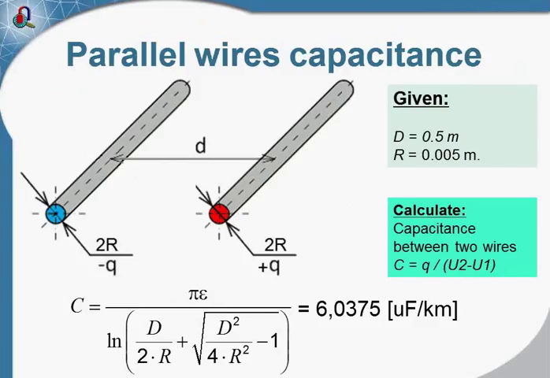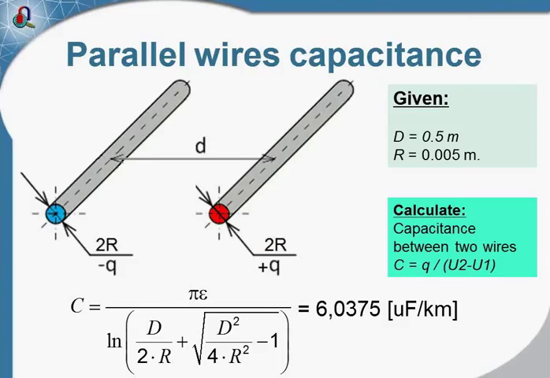Capacitance is one of the important parameters of a transmission line. And here is the simple case. There are two parallel wires composing the transmission line. The distance between wires is half a meter. The wire diameter is 10 millimeters, and our task is to calculate the capacitance. The influence of the ground is not taken into account.